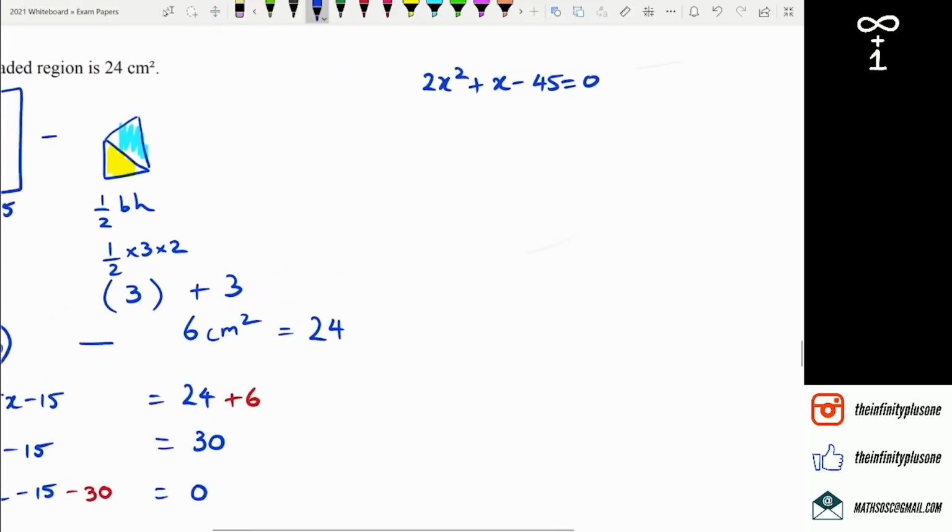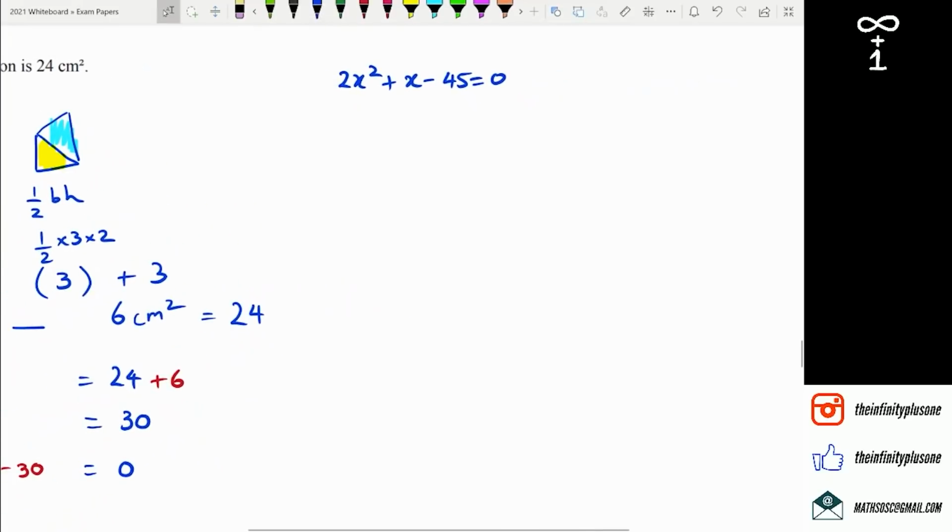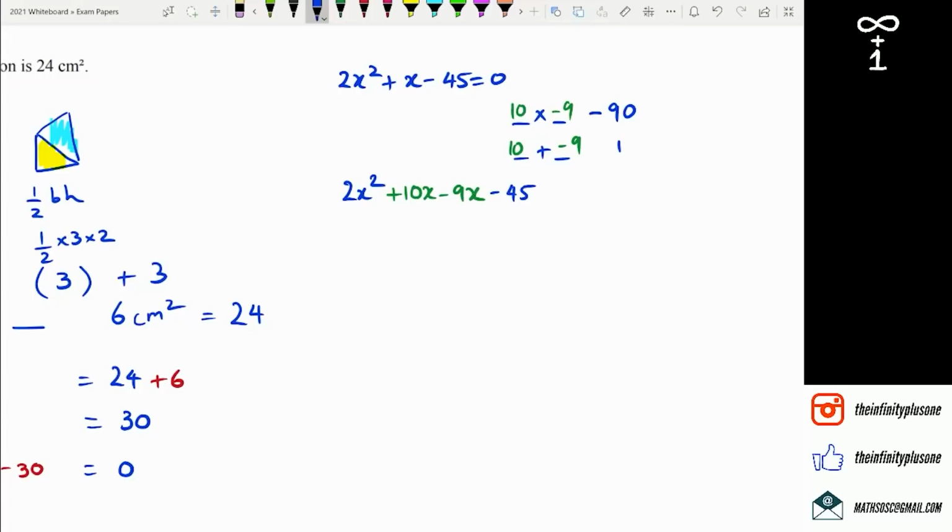Now this is the part where we kind of have to go 45 times 2 and split that up. So 2 times negative 45 gives me negative 90. I'm looking for two numbers that multiply to negative 90 and add up to positive 1, which in this case is 10 and negative 9. So I'm going to rewrite this as 2x squared plus 10x minus 9x minus 45 is equal to 0.